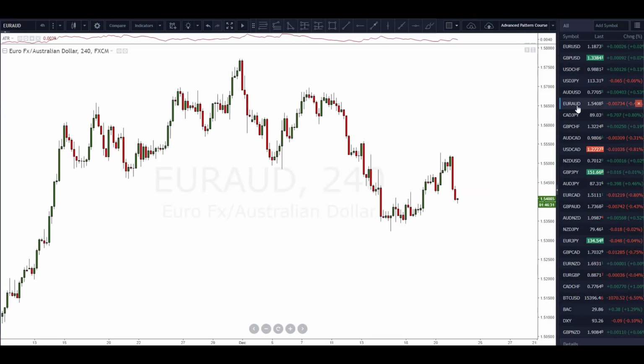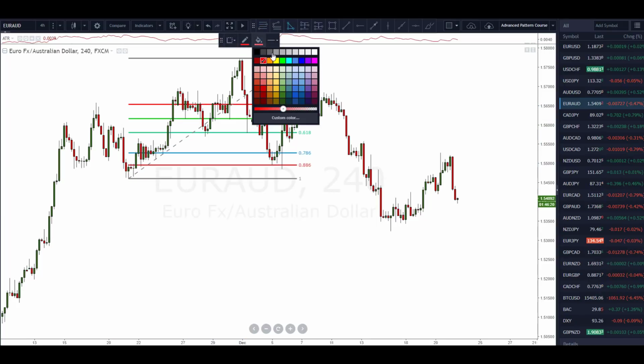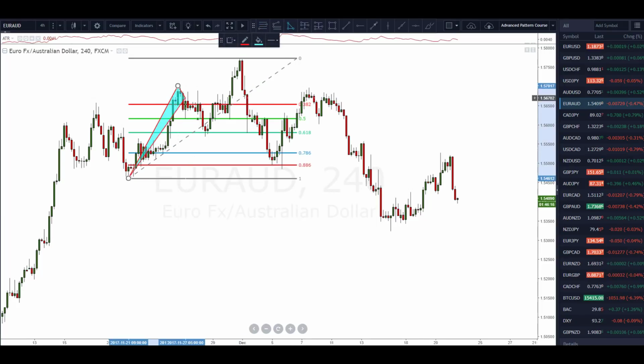Euro Aussie has an advanced cipher that ended up winning right back here. So we'll grab that triangle tool and I'll go ahead and draw this one on for you guys. X to A to B, B to C, CD completion.